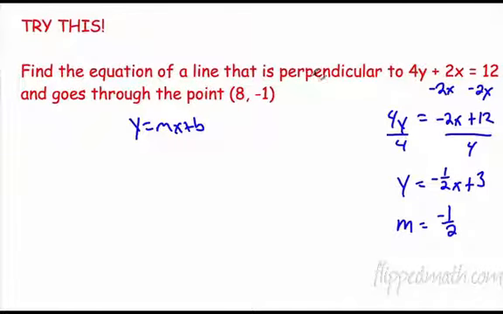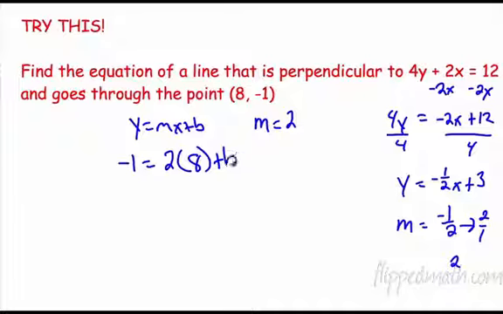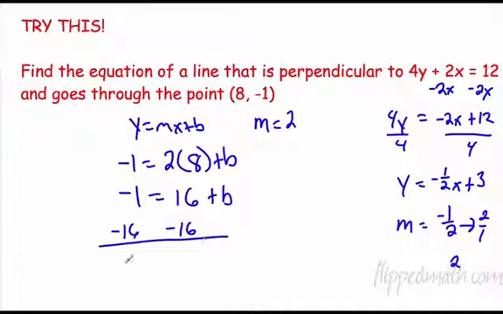So if I want it to be perpendicular, the slope over here has to be a negative reciprocal. Flip it. That's 2 over 1. Was negative, is positive, so the slope is going to be 2. So plug in what I know. I know my y is negative 1. My slope is 2. My x is 8. And I don't know my b. So negative 1 equals 16 plus b. I'm going to subtract 16. Negative 17 equals b. So y equals 2x minus 17.